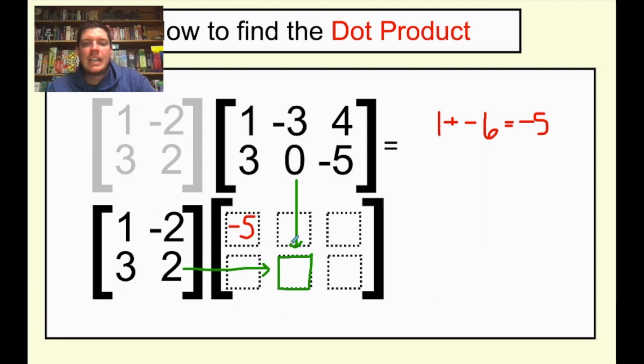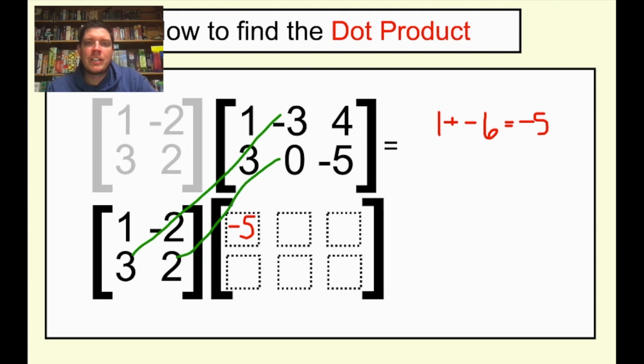Now I'm going to start with the numbers farthest away. To get this number, I need to multiply the farthest numbers. I'm going to multiply the next closest numbers, and I'm going to add that together. Again, I know this is really overwhelming to start off. We're going to do lots of examples together. Okay, so here we go.